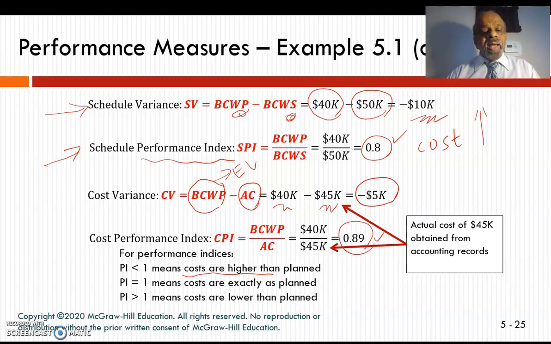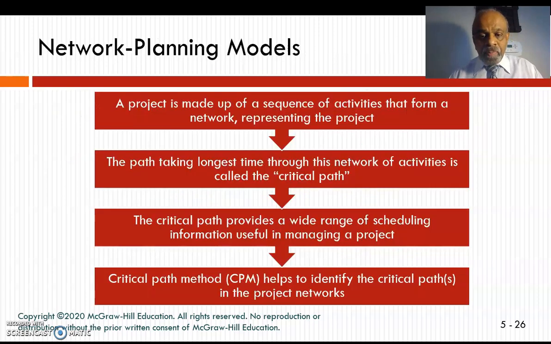So a performance index less than 1 means costs are higher than planned. A performance index equal to 1 means it is exactly as planned. A performance index greater than 1 means costs are lower than planned. So in this example, the costs are higher than planned.